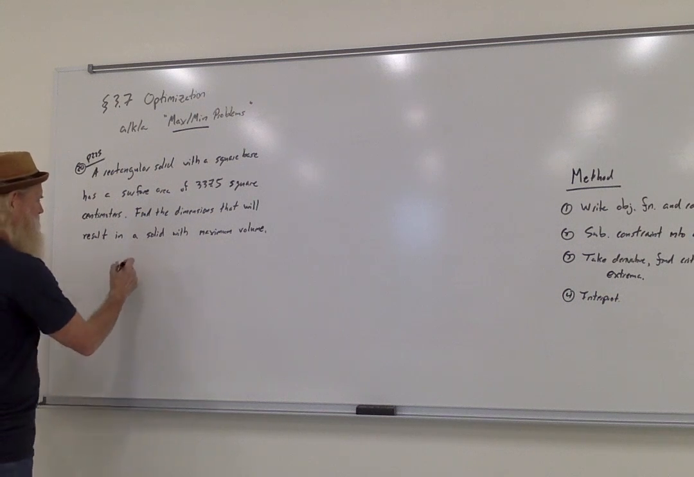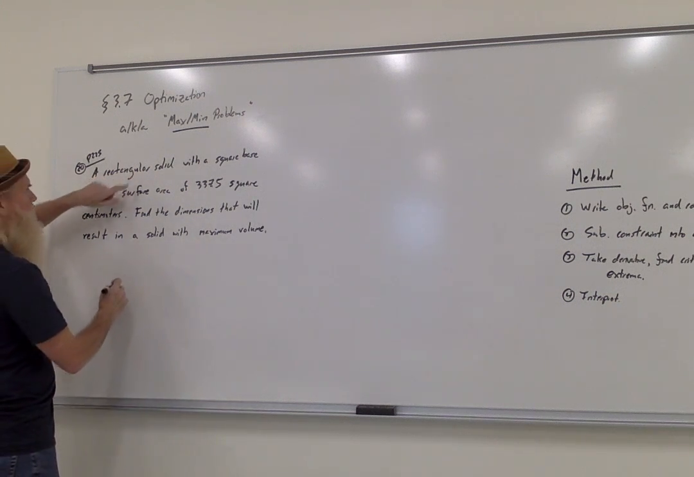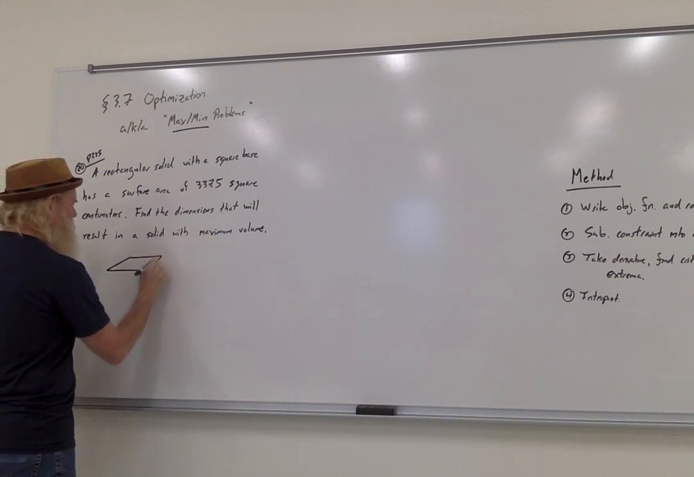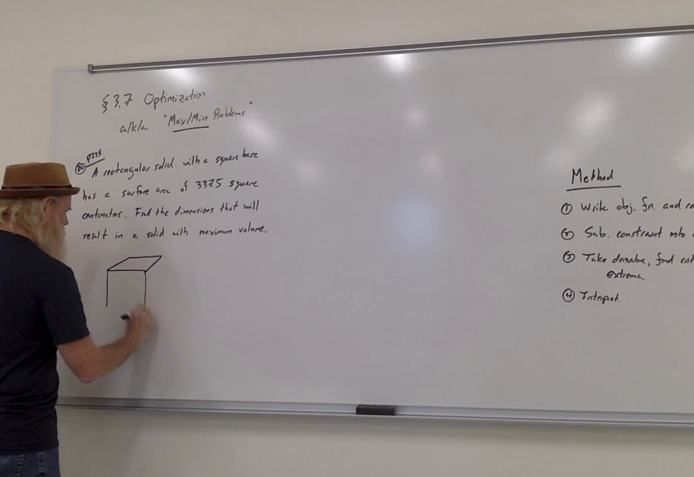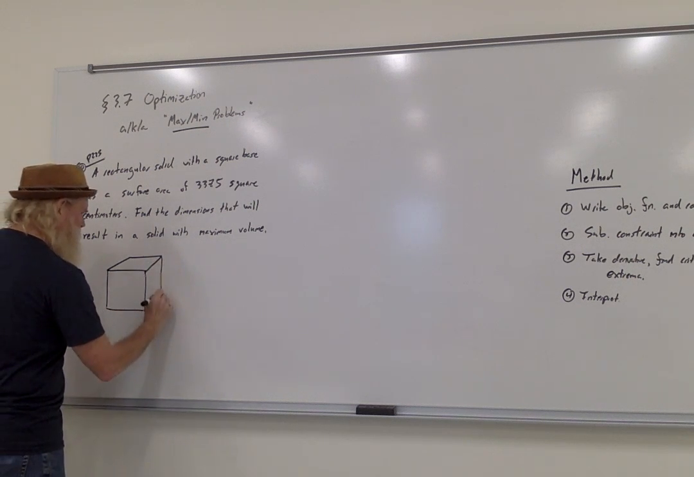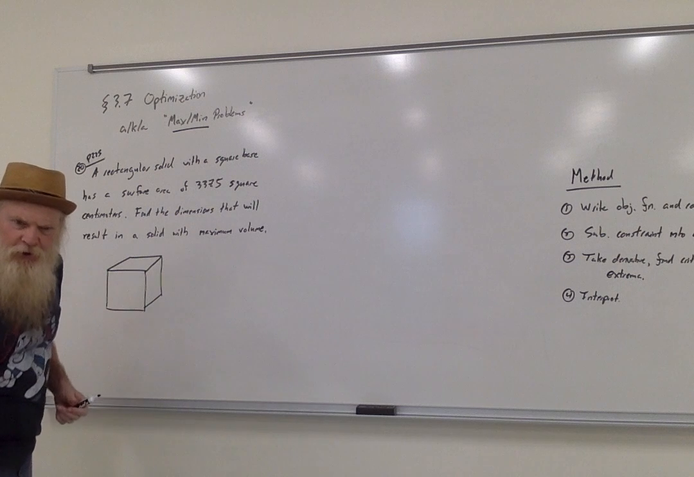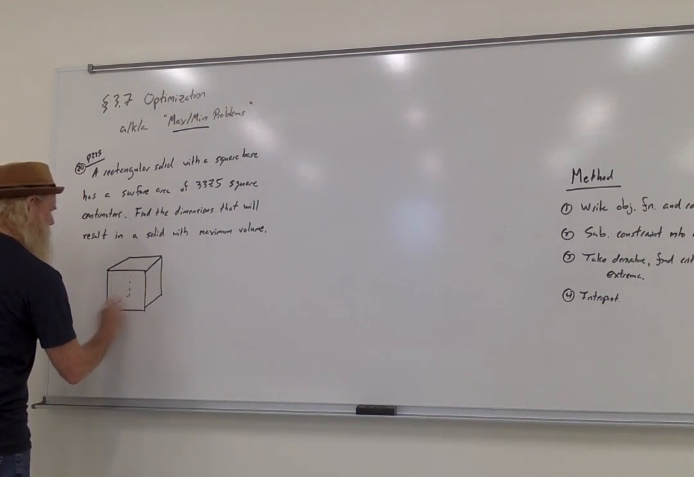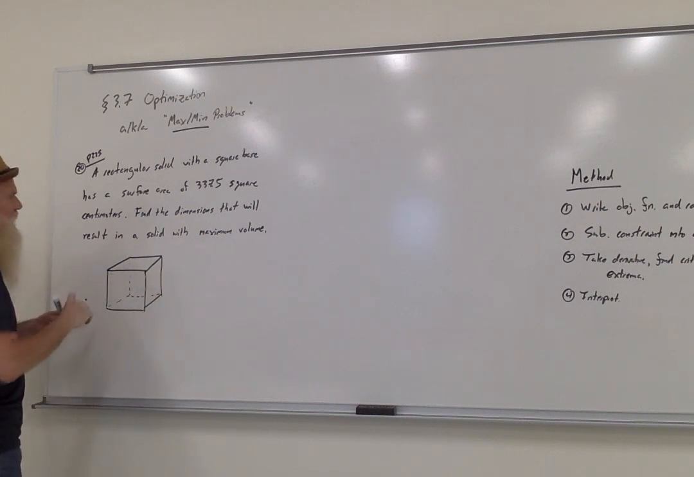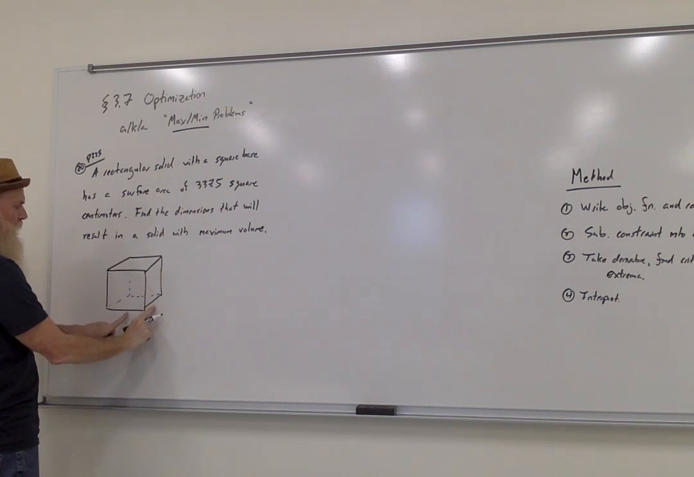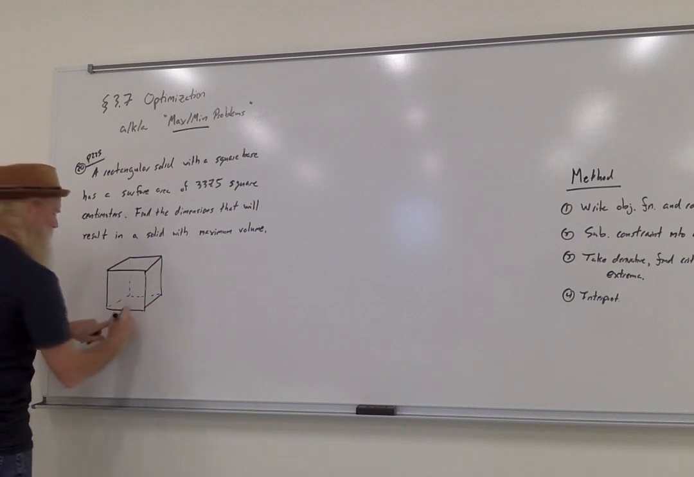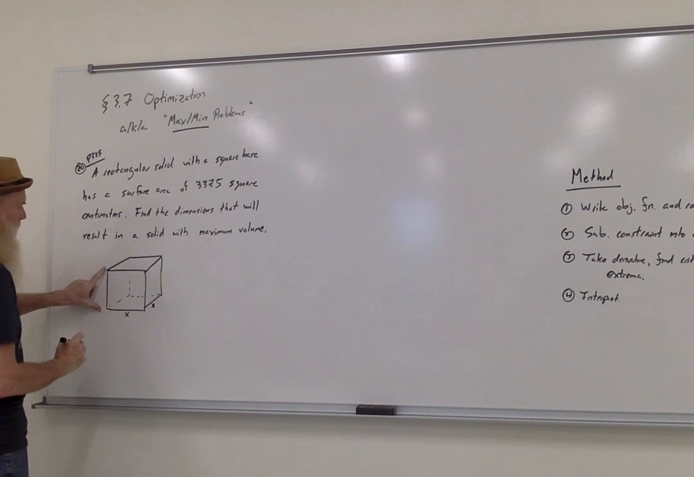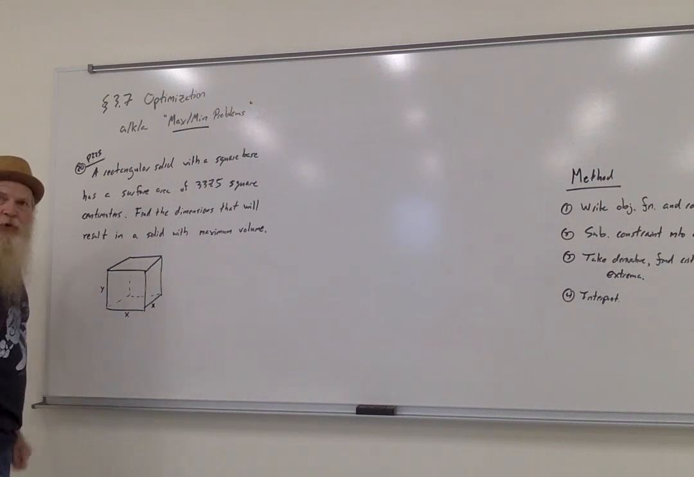To get our hands on this, let's draw a picture of what we're talking about. We have a rectangular solid with a square base. So it looks something like this. If we want to, we can sketch in the hidden parts back here. Since the base is square, these two edges have the same length, so let me label them both with x. The height might be something different, so I'll label that with y.